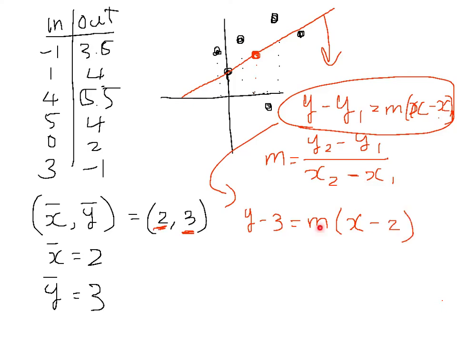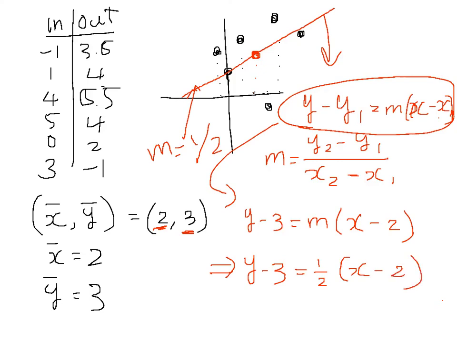All we have to do is find this m. It looks like it goes up 1 and goes 2 over. So we can approximate the slope as a half: 1 up and 2 over. Now we can write the complete equation, which is y minus 3 equals one half times x minus 2. That is the equation of the line of best fit for this data.